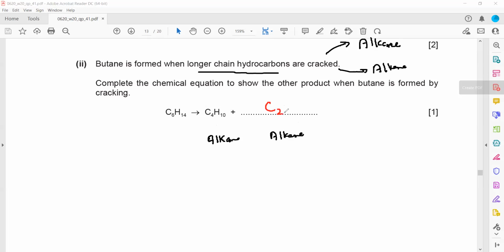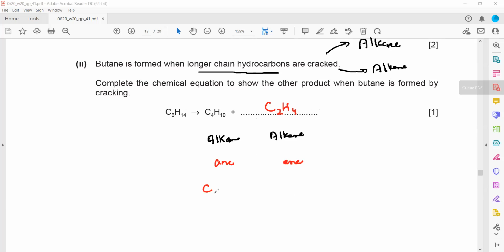So how many are left? 2. And out of 14, 10 hydrogens are used in the alkane, so the remaining are 4. So C2H4, or ethene, is the other product. Whenever cracking is done, one of the products is an alkane and another one is an alkene.